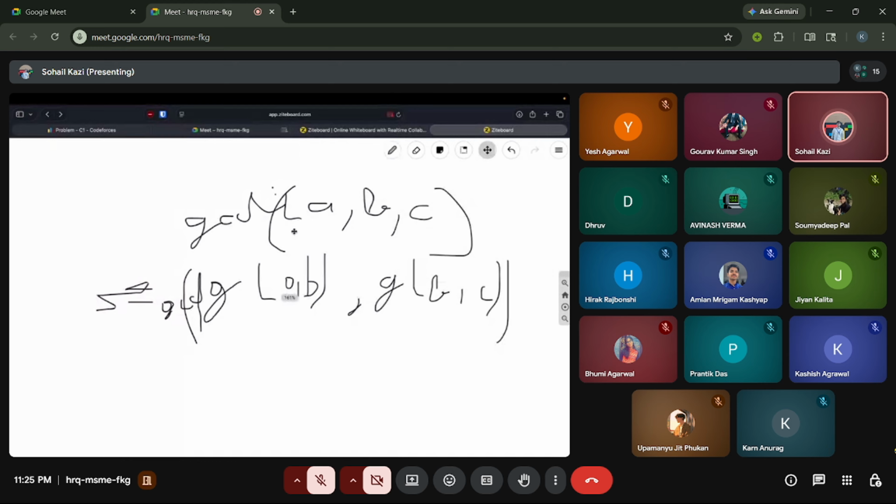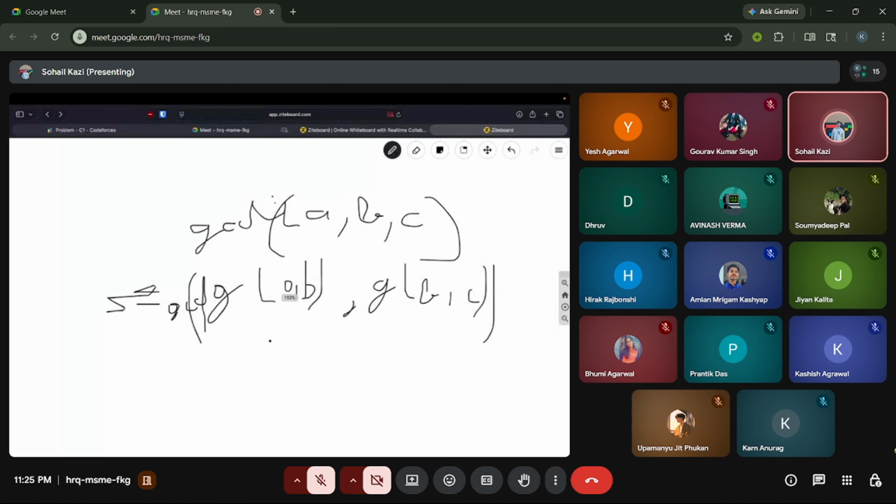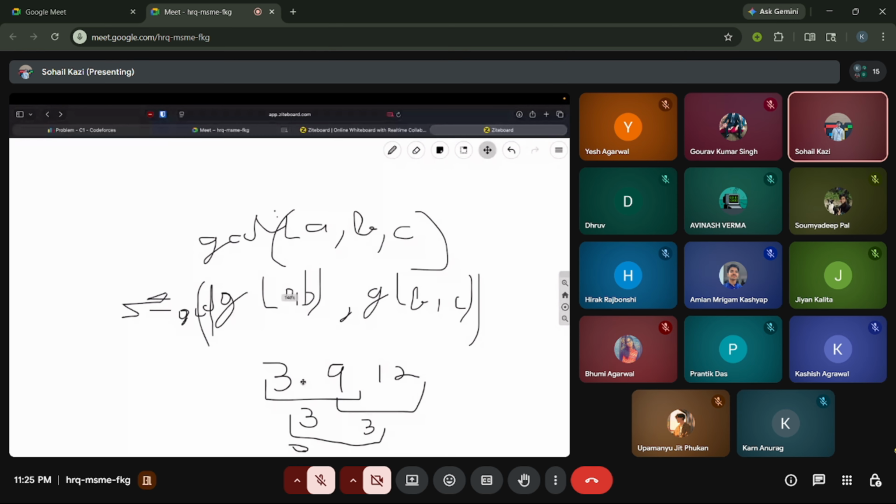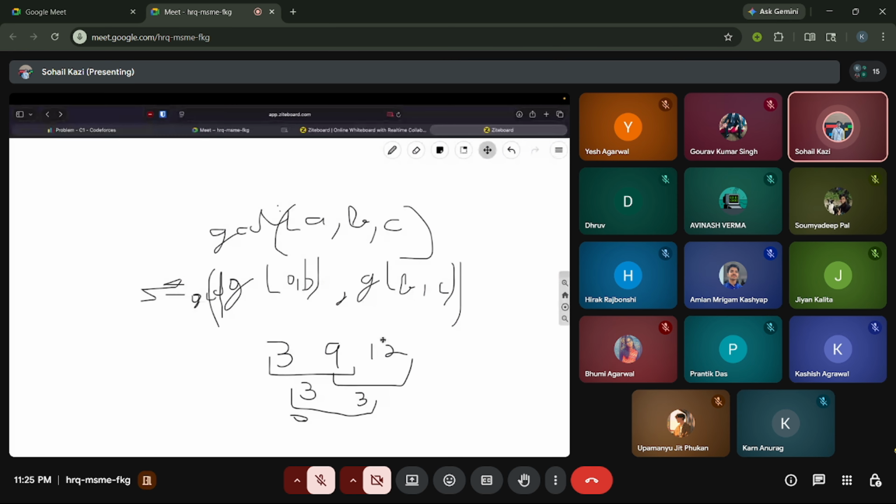So basically, if we have three numbers, let's take, for example, 3, 9, and 12. The GCD of this entire subarray is equal to the GCD of this and this, which is 3. And we take the GCD of this and this, which is also 3. And we take the GCD of this, which is also 3. So the GCD of this entire subarray will also be 3.